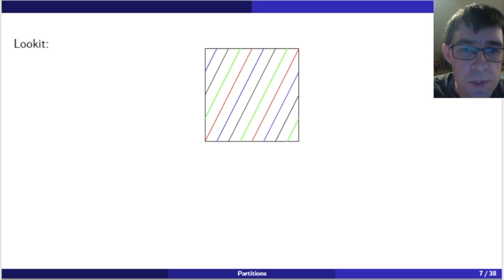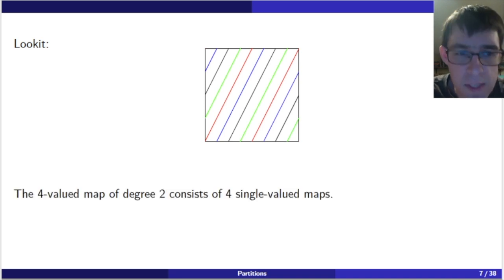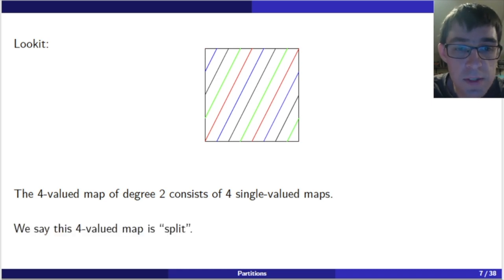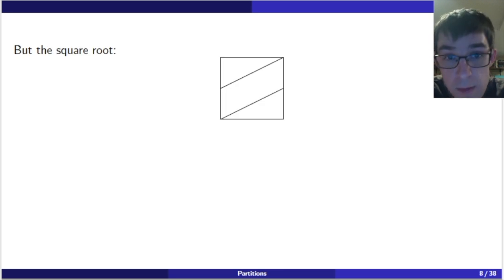And so what you see here actually is, in this example, this 4-valued map does consist of 4 individual single-valued maps that are all just stacked next to each other. And they are the 4 different colored lines there. All right. So in this case, we say this 4-valued map is called split. It means it splits up into 4 single-valued maps. But this doesn't always happen.